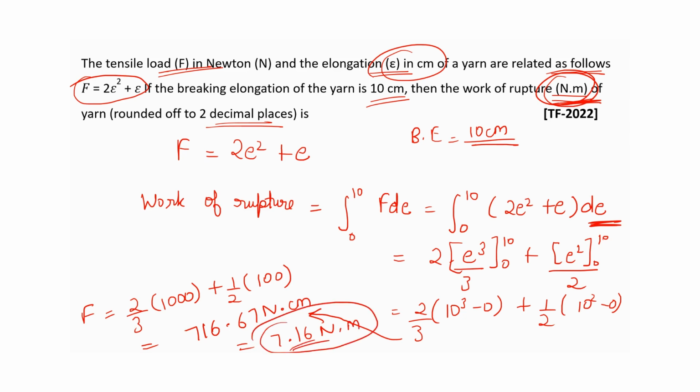Since it is asked to 2 decimal places, the correct option would be 7.16. It is the answer. I think you must have understood how the work of rupture is calculated. It is basically the area under the curve, and given the elongation, we can integrate easily using simple mathematics and simple calculation. So I think you have understood the concept. Now coming to the next question.